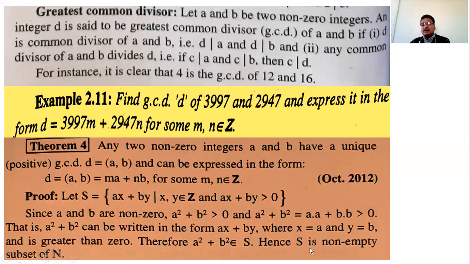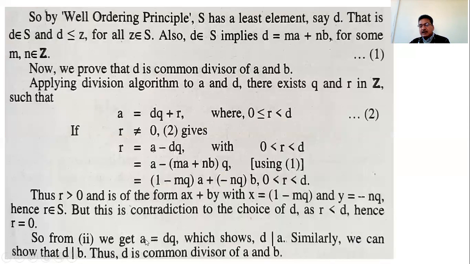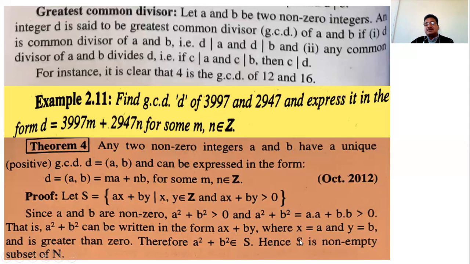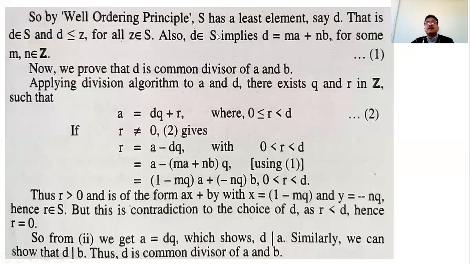And therefore the aggregate sentence is: S is a non-empty subset of N. Okay, and therefore by the well ordering principle, what is the well ordering principle? Every non-empty subset of N has a least element. So as S is a non-empty subset of N, S has a least element, and suppose that least element is d, that is, d is the least element, meaning d is an element of S, and d is less than or equal to z for all z belongs to S.